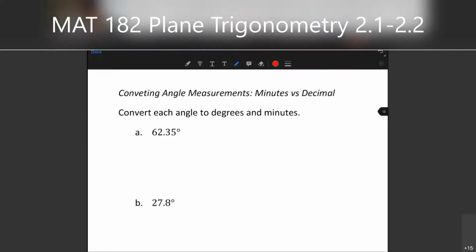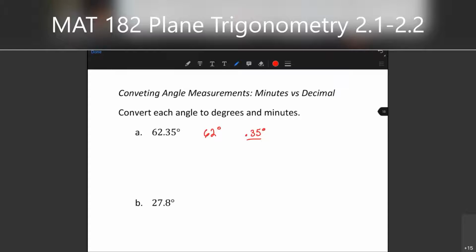So if I considered 62.35 degrees, well, we know that 62 degrees is a full degree. So right off the bat, 62 degrees is going to stay in our calculation. We're not going to try to mess with that when we convert to degrees and minutes. But we do want to work with the 0.35 degrees.